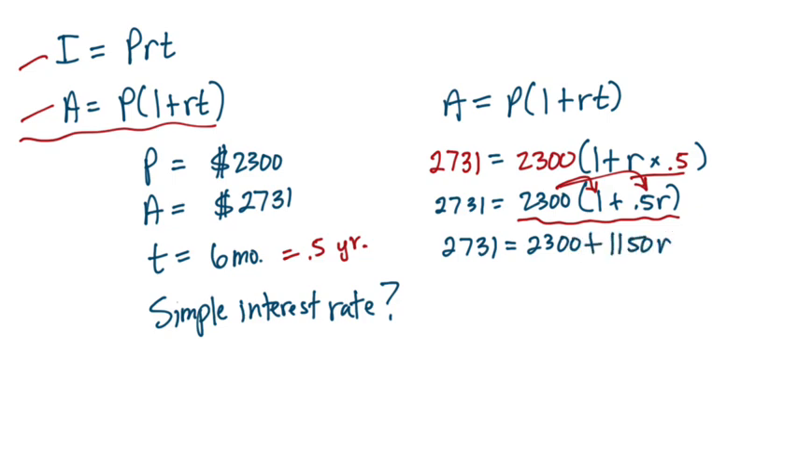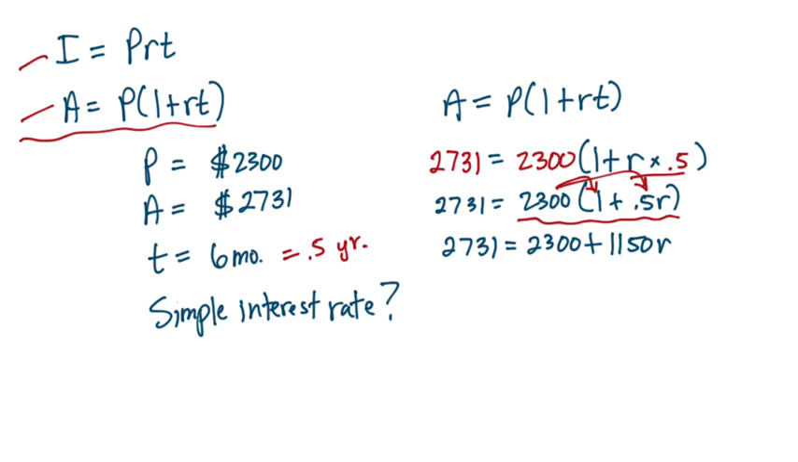Of course, 2,300 times 1 is 2,300. And 2,300 times 0.5R, it's basically half of 2,300, so that would be 1150R. Okay, whoops, I'm getting ahead of myself here. Let me go back. There we go.